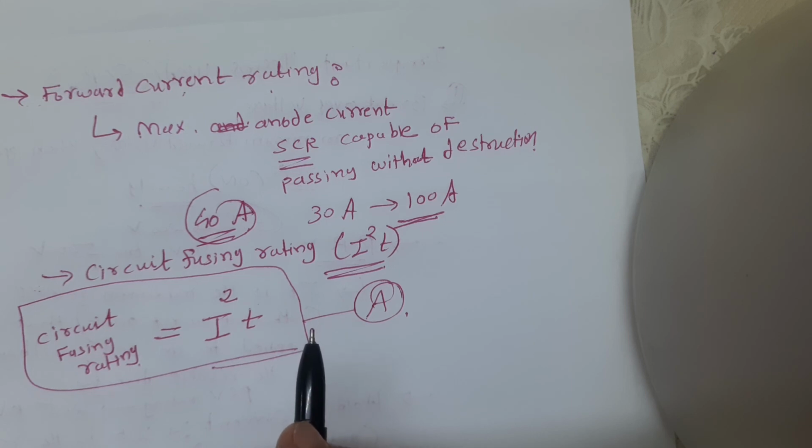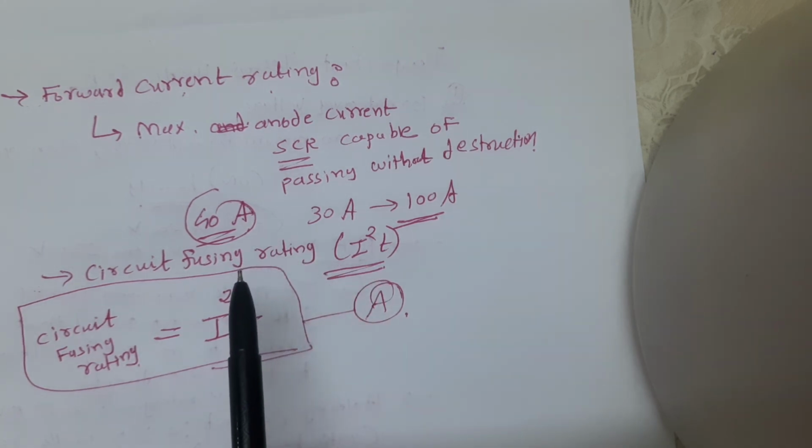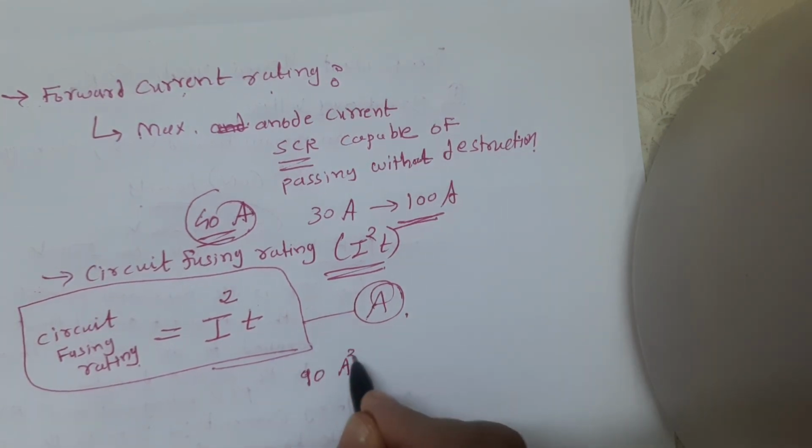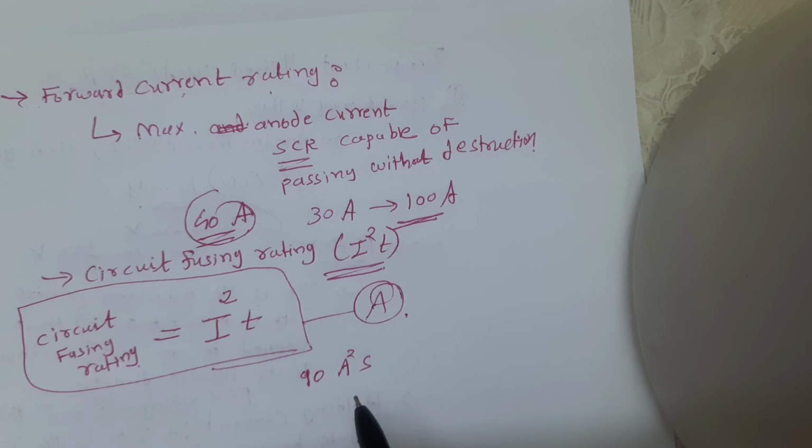The circuit fusing rating indicates the maximum forward surge current capability of the SCR. For example, consider an SCR having circuit fusing rating of 90 ampere square second. If this rating is exceeded in the SCR circuit, the device will be destroyed by excessive power dissipation.